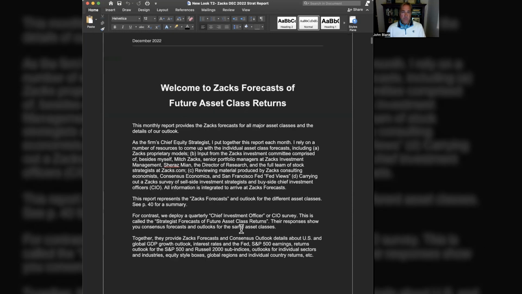But first of all, this is the forecast for future asset class returns. And what we mean by that in this report is a 12-month look ahead. So for this December report, this is year-end 2023. You can think about why I like to do it now, for the shelf life of next year, right?